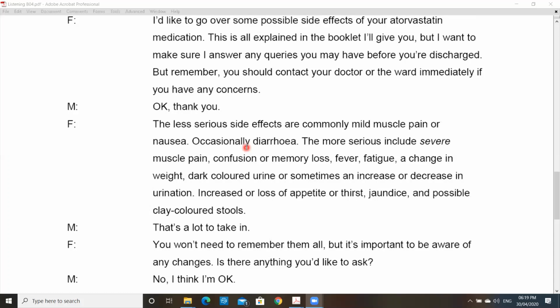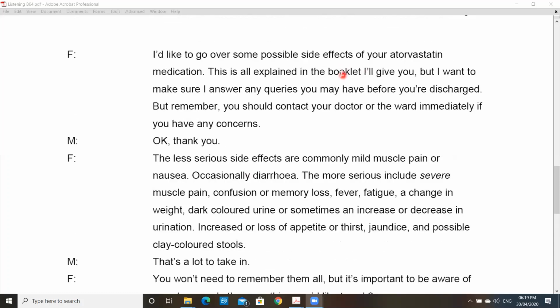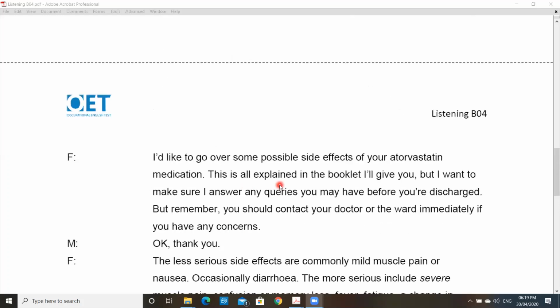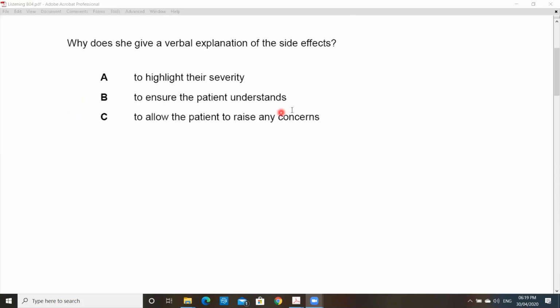Otherwise, they have mentioned already that it has all been given to them in the form of a booklet. But why is the pharmacist giving a verbal explanation? So that the patient can ask if they have any concerns. So that is the reason why C is the correct answer here, to allow the patient to raise any concerns that they may have.